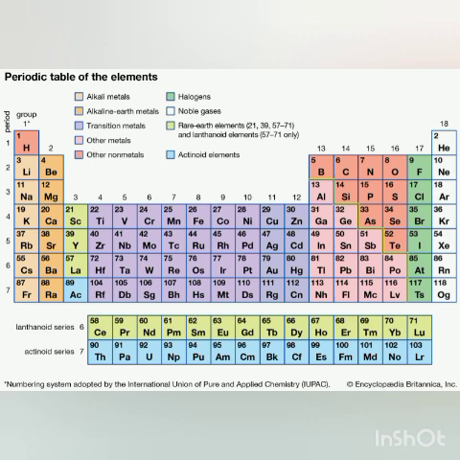So when you go down the group, the atomic radii increases and metallic character increases, but when you go across the period, the size of the atom decreases and the metallic character decreases. Now last is metallic and non-metallic properties. As I told you just now, when you go down the group, the metallic character increases, and when you go across the period, the size decreases, thereby the metallic character decreases and the non-metallic character increases.